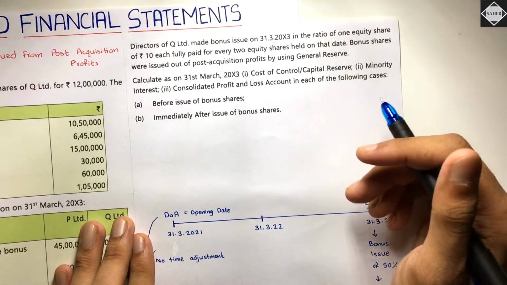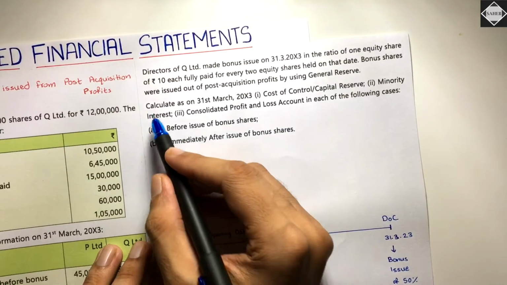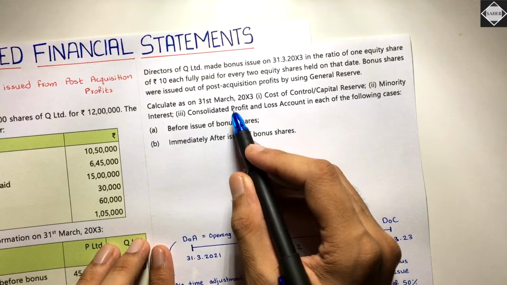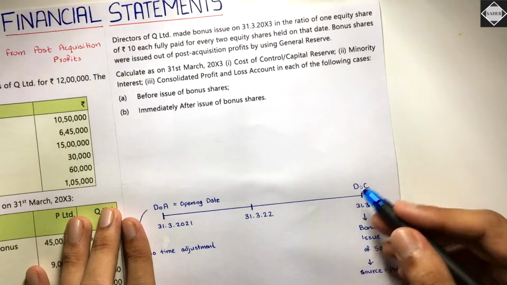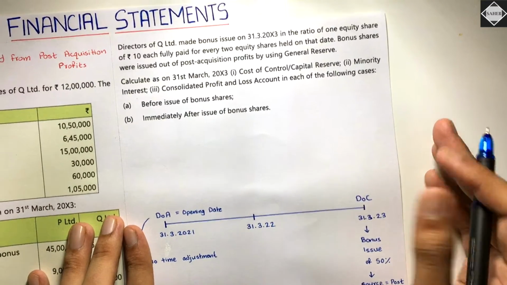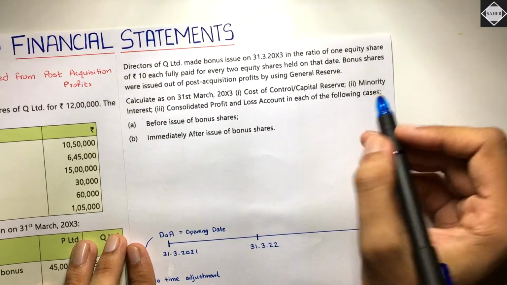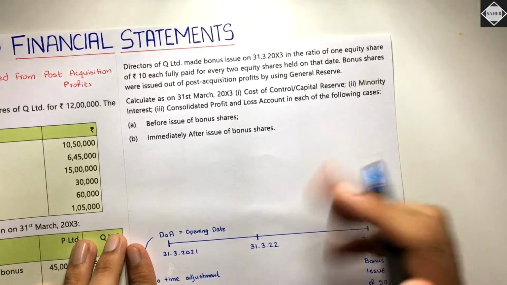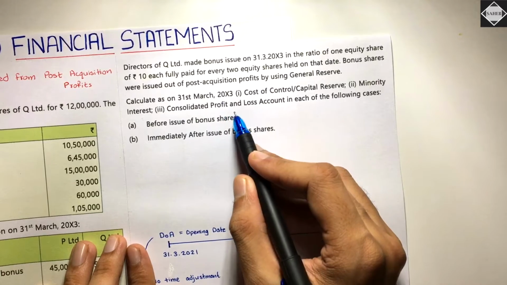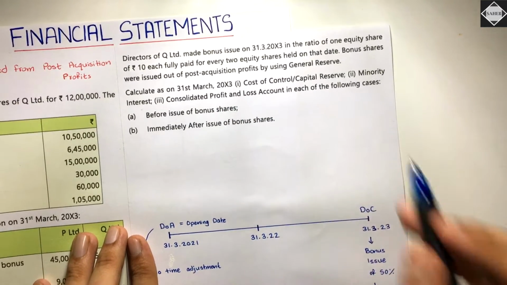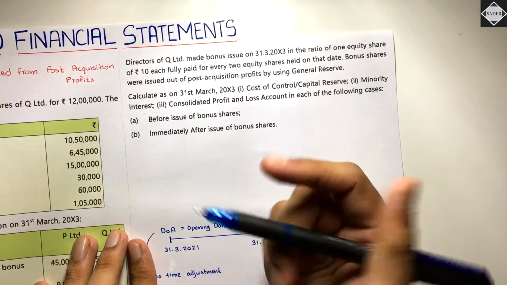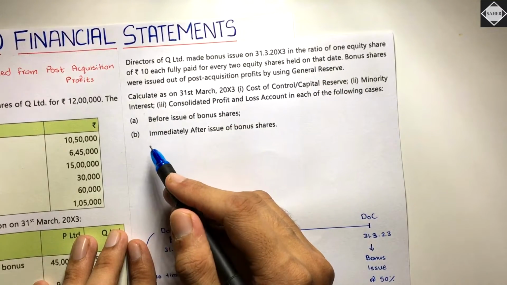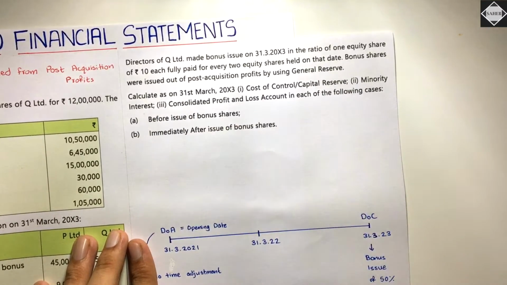Now what is the requirement of this question? See, the requirement is calculate as on 31st March 2023 cost of control or capital reserve. Yeah, either goodwill or capital reserve will be there. So you have to prepare the working note number 2, and then minority interest, working note number 3, and then third, consolidated profit and loss account in each of the following cases. What cases? See, they have given you 2 cases, before bonus and after bonus. Okay, so both the cases you have to solve.